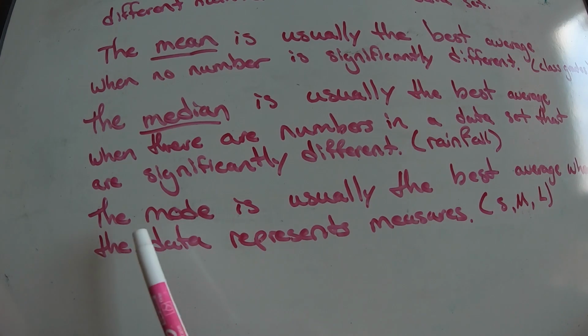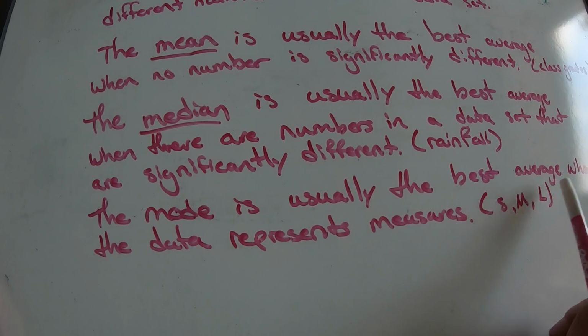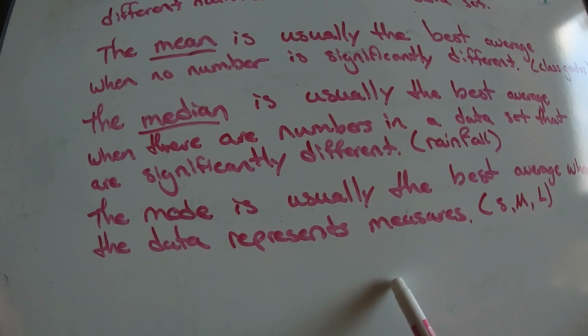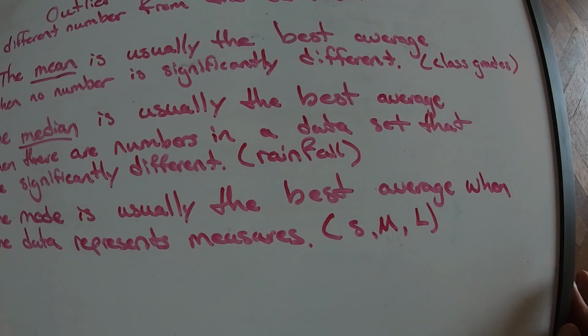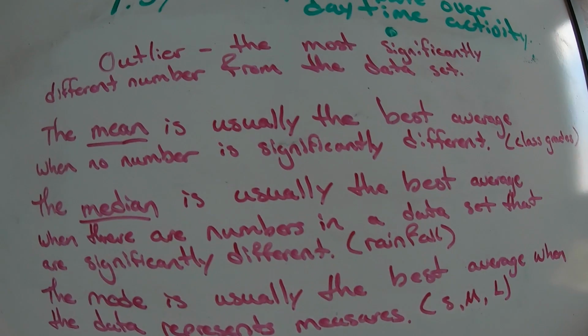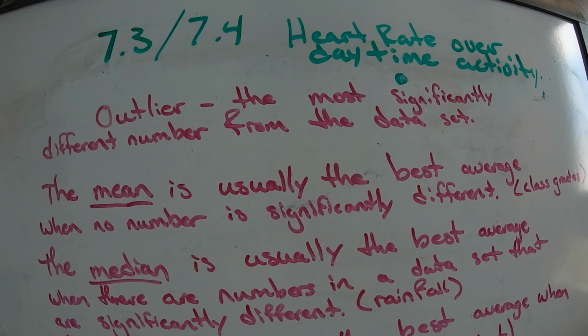And the last one here, the mode is usually the best average when the data represents measures. So in this case, that kind of goes back to our t-shirt example where we had small, mediums, and larges. That sort of takes care of 7.3, 7.4.